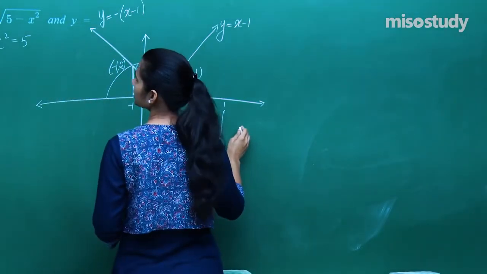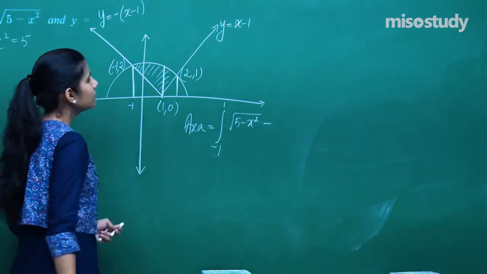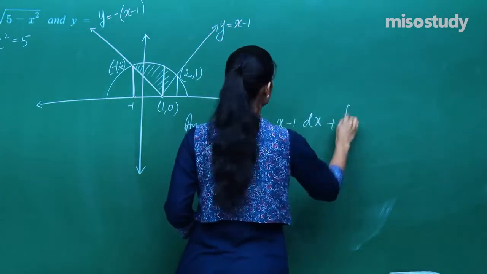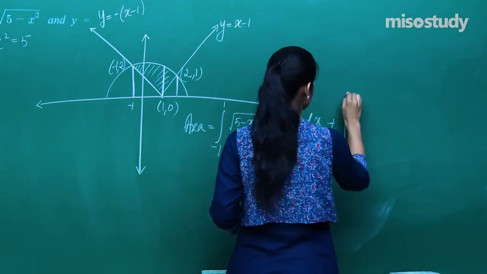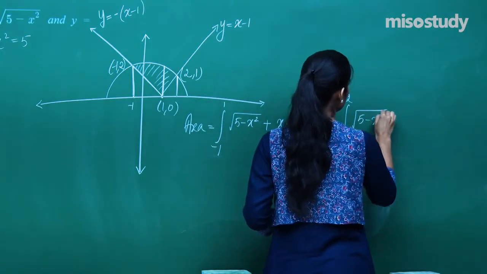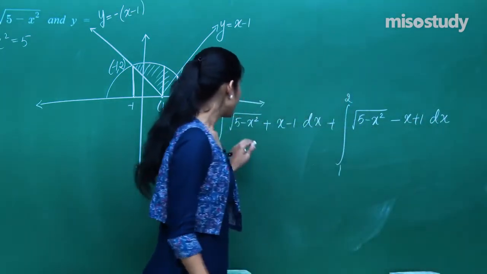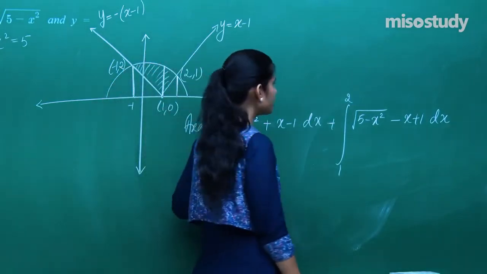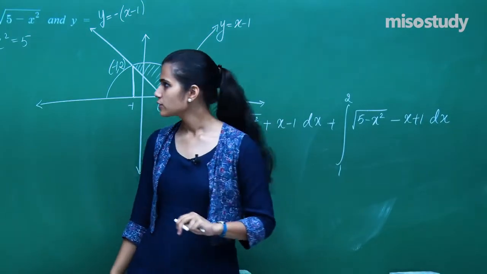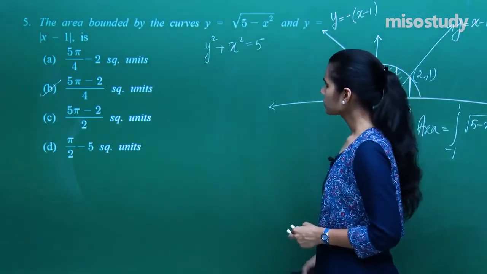So circle is root over 5 minus x square minus mod of x minus 1, so plus x minus 1 dx, plus then you have from 1 to 2, again circle minus this line. Circle is y equals root over 5 minus x square minus x minus 1, which is minus x plus 1. Again, very easily you can compute this root over 5 minus x square by using this. And this is a linear function, you can just compute the area, that is going to come out to be 5 pi minus 2 by 4 square units. Moving to the next one, let's see what we have.